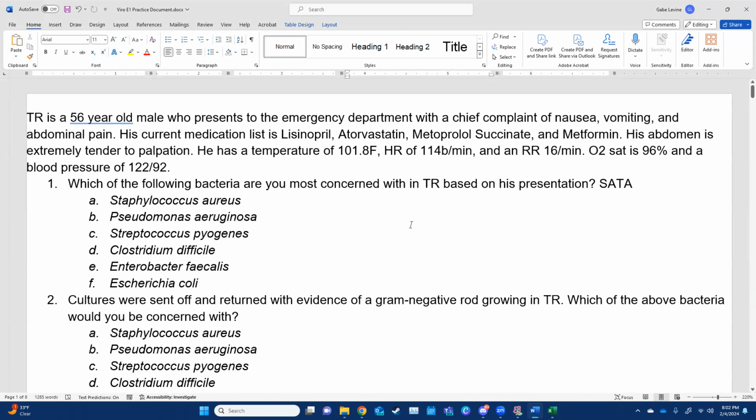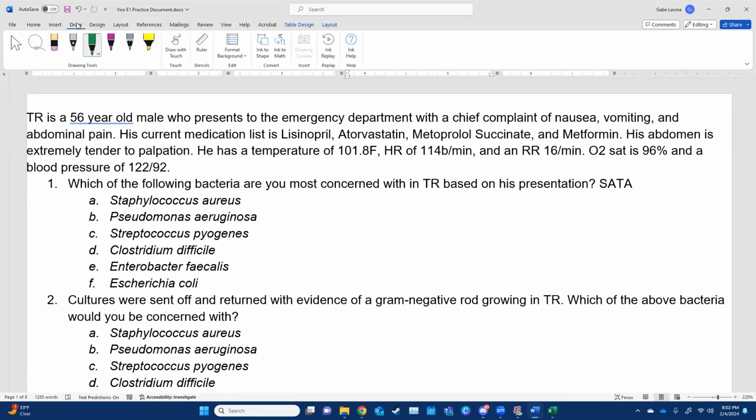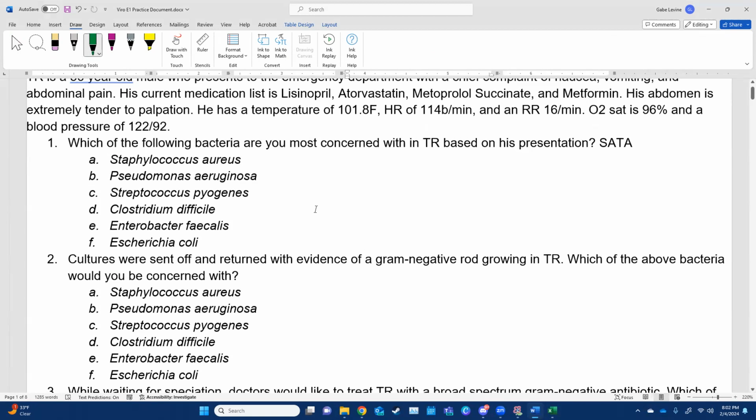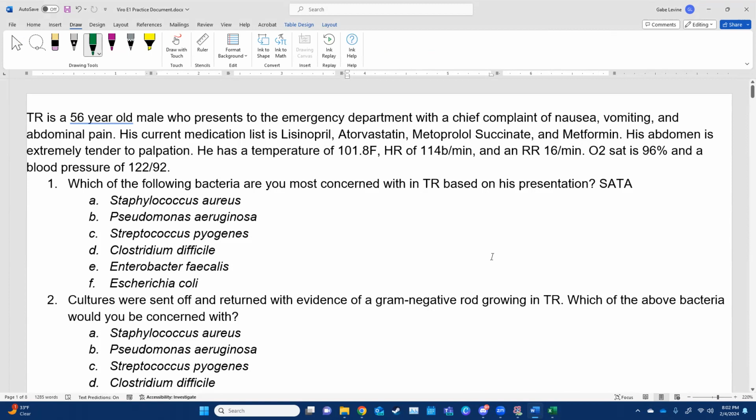All right. Here's some questions that I wrote up, looking at the different ways that the questions are written on the exam for Rudolph's portion specifically. So TR is a 56-year-old male who presents to the emergency department with a chief complaint of nausea, vomiting, and abdominal pain. His current medication list is lisinopril, atorvastatin, metoprolol succinate, and metformin. His abdomen is very tender. He has some different labs. Which of the following bacteria are you most concerned with in TR based on his presentation?